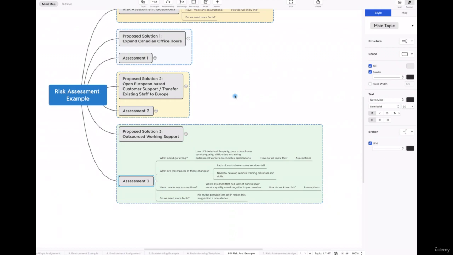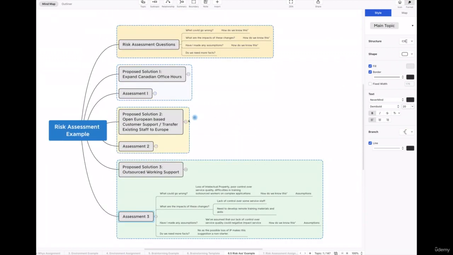Have we made any assumptions? We've assumed that our lack of control over service quality would negatively impact service. Again, perhaps the service would be amazing, but whether it was amazing or terrible, those staff didn't answer to us. So we would have very little direct control over them. Do we need more facts? Well, actually, no, we didn't, because the possible loss of intellectual property actually made this suggestion a non-starter.